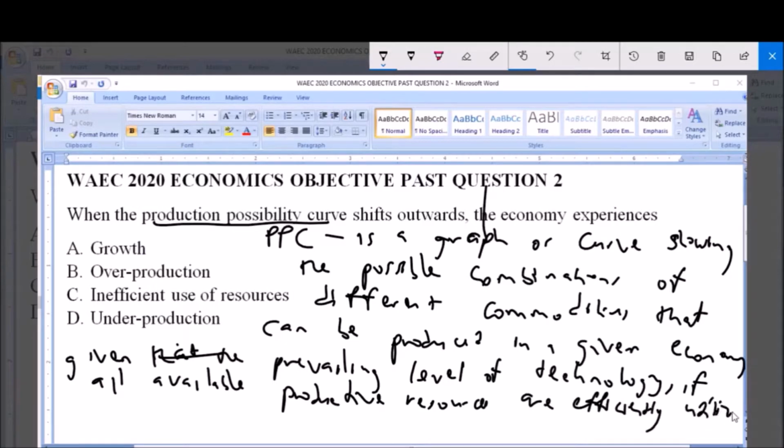utilized. So as we have stated here, it is just a curve that shows possible combinations of various commodities that can be produced, right? That can be produced based on the prevailing level of technology, based on the technology available, and if all productive resources are utilized efficiently. Now, in a production possibility curve, there are two ways it could shift. It could shift outward. It could also shift inward.